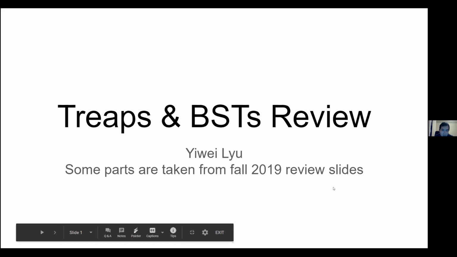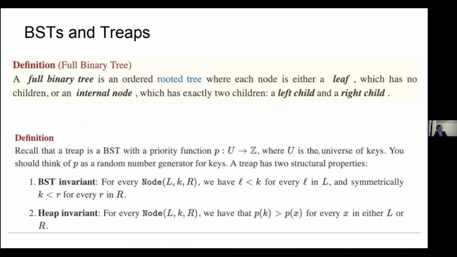Okay, so let's go over some concepts and some problems in treaps and BSTs. First of all, some important definitions. Let's first define what a full binary tree is. This is one term that a lot of people often forget. The definition of a full binary tree is basically a rooted tree where each node is either a leaf, which has no children, or an internal node which has 2 children. So basically a full binary tree is a tree where there's no node with only 1 child.